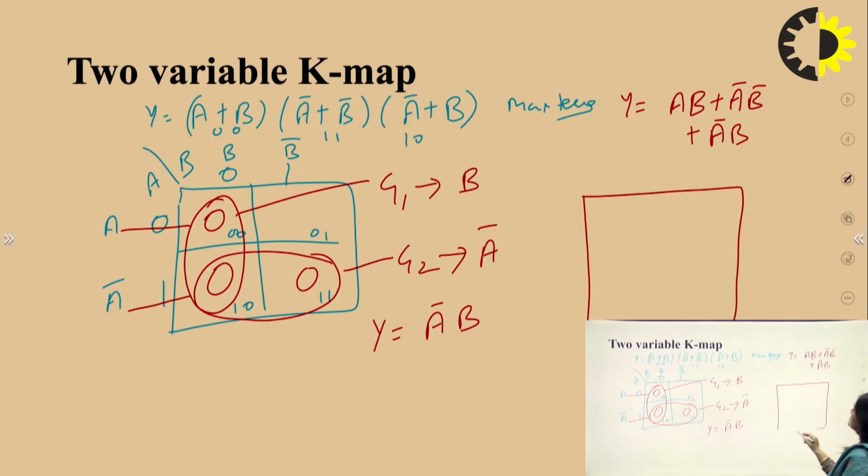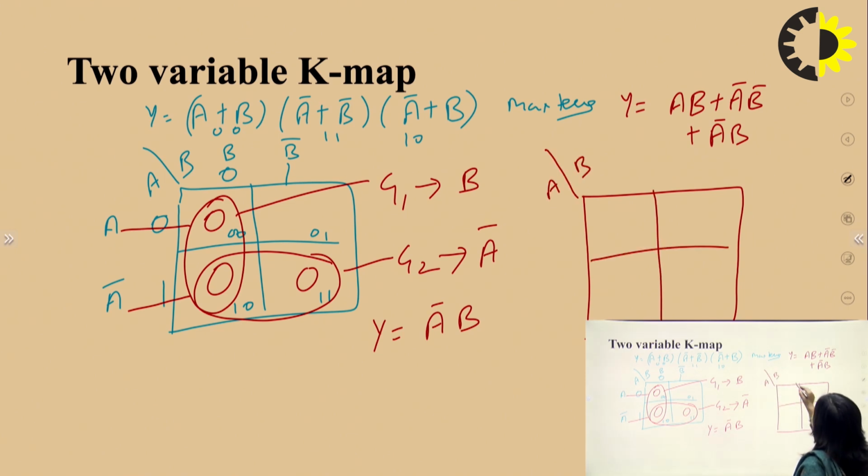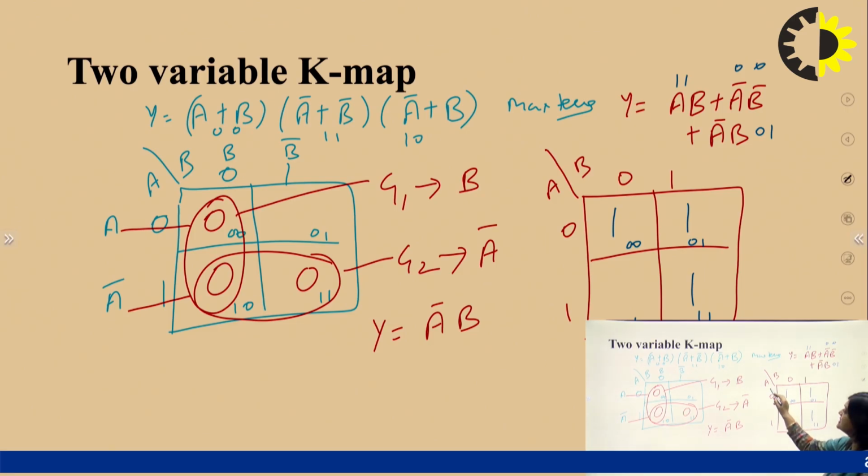We will have to make the two variable K-map, A, B. After that, this is 0, 1, 0, 1. Now we can see this is 0, 0, this is 0, 1, 1, 0, 1, 1. Now we will put the value of AB, that is 1, 1, this is 0, 0, this is 0, 1. So at 1, 1, at 0, 0, and at 0, 1. Now this A equal to 0 represents A bar. This is A, this is B bar, and this is B.